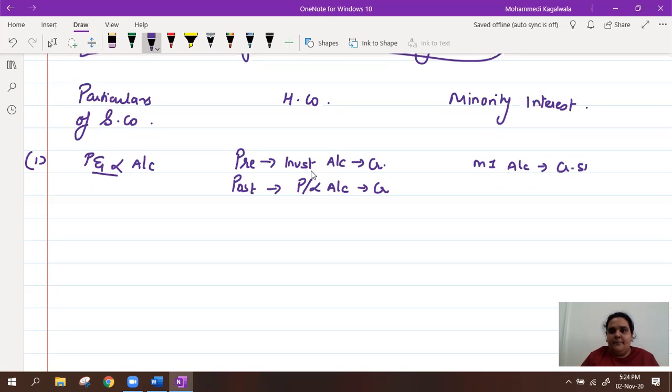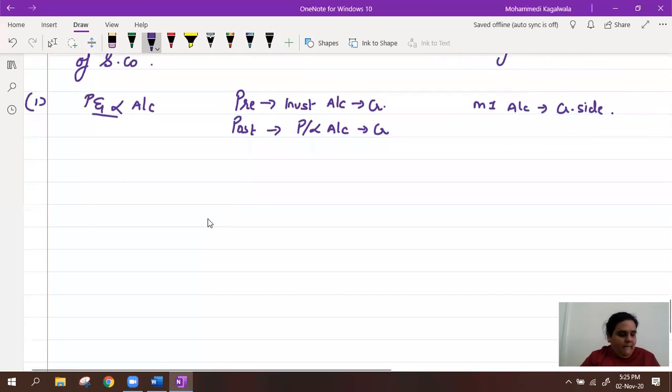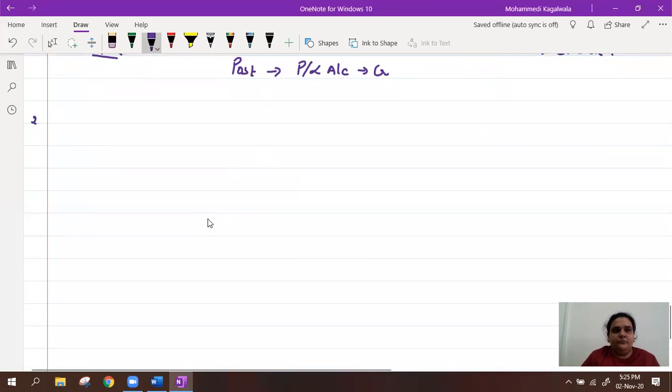That's it. It's as simple as that. So one shareholder item is over. Second, equity share capital. Now equity share capital is always pre.